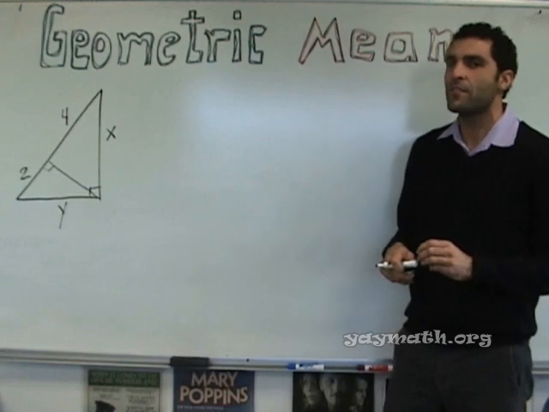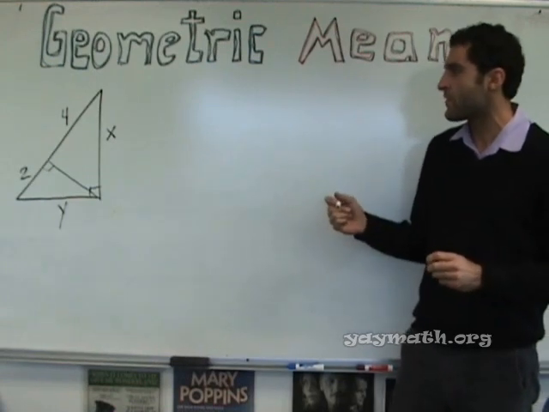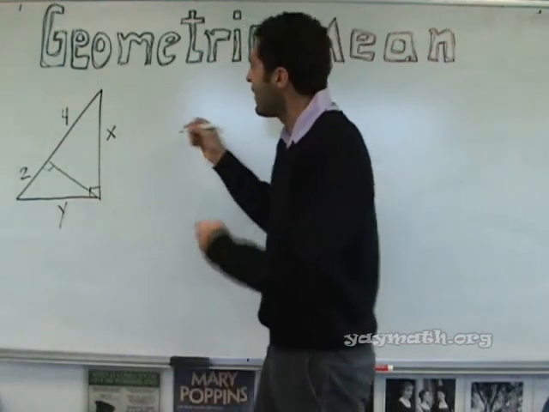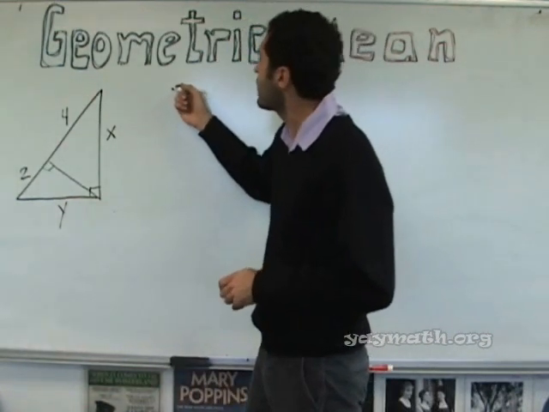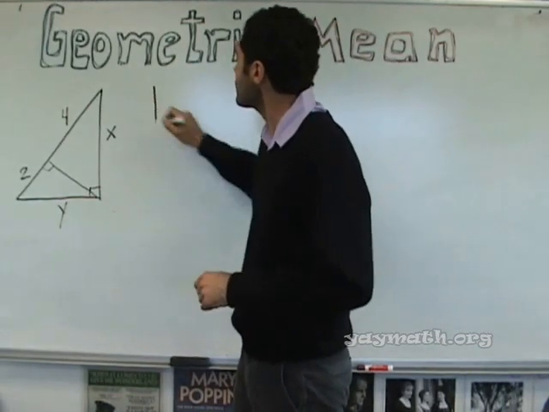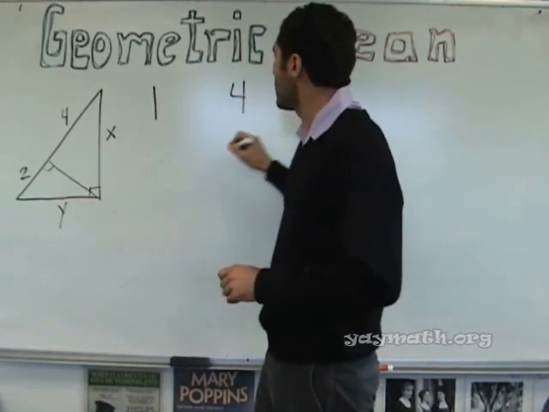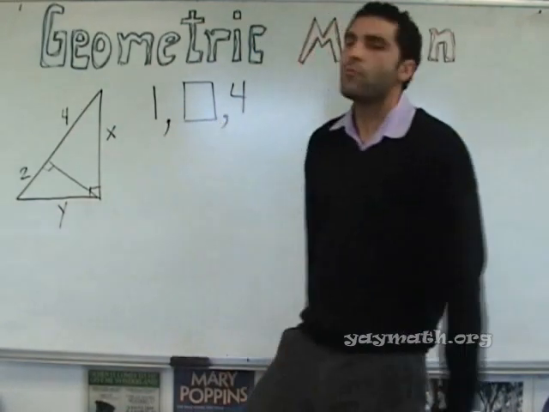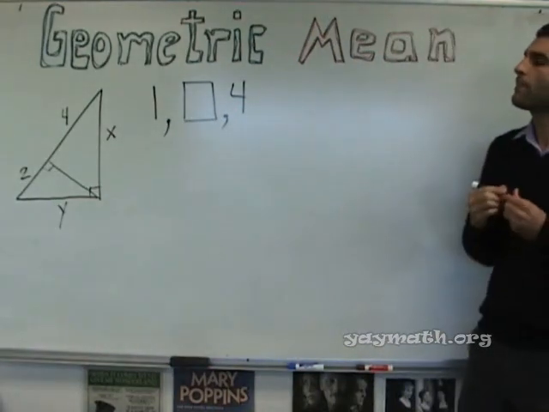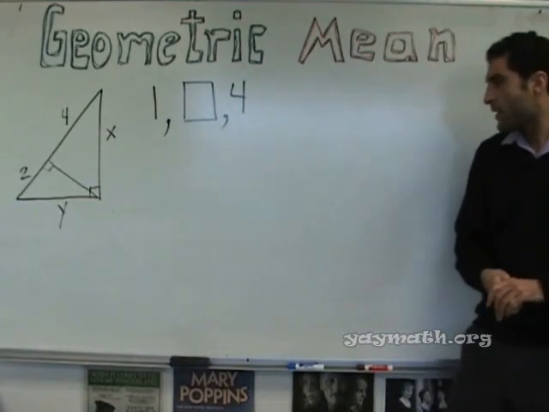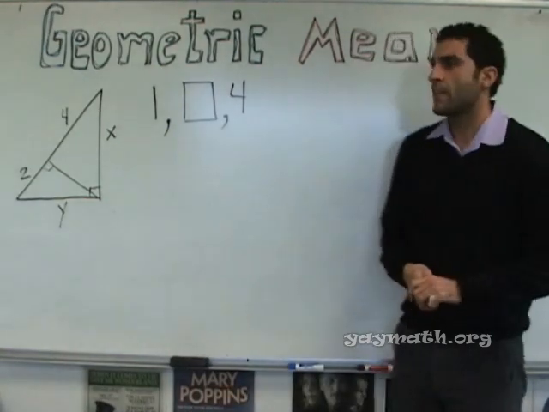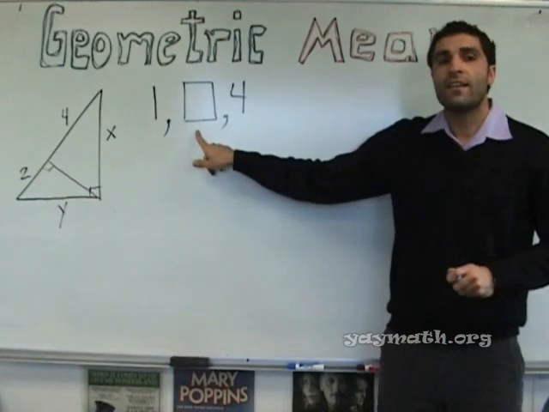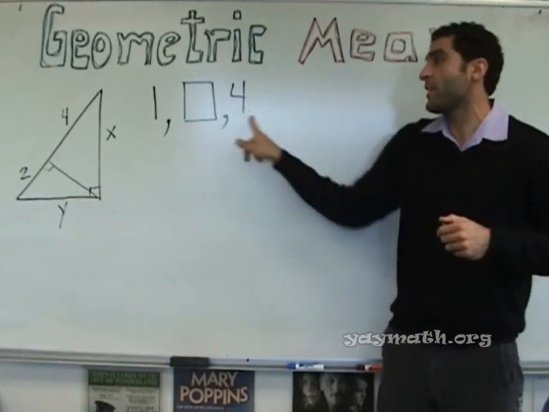Okay, the geometric mean goes as follows. Please write the following numbers. Let's go with, okay. So we have 1, we have a blank, we have a 4. Okay? So now, can you give me a number so that the ratio of 1 to this number is the same ratio as this number is to 4?